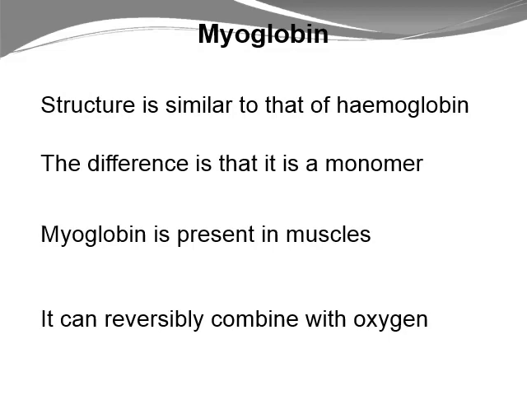Myoglobin has a similar structure just like hemoglobin, the only difference is that it is a monomer. Myoglobins are found in muscles and they also can reversibly bind with oxygen.